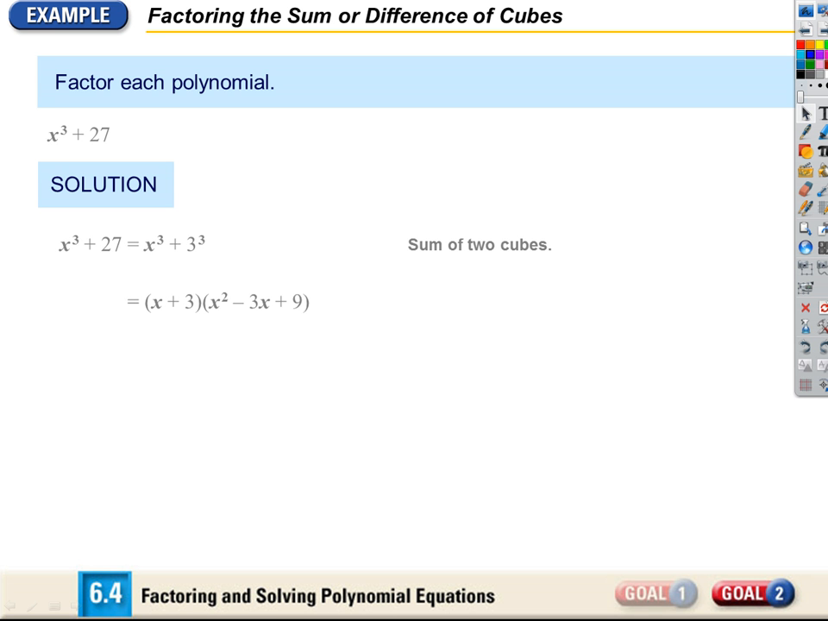Our job here is to break this thing up into factors. And you might ask, why are we doing that? That's a good question. So the x cubed and 3 cubed are part of the factoring of x cubed plus 27. Let me hold that thought. Let's do the same problem from a slightly different perspective, so we'll get a little different view on this thing.